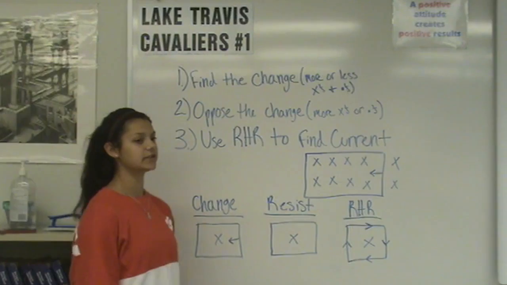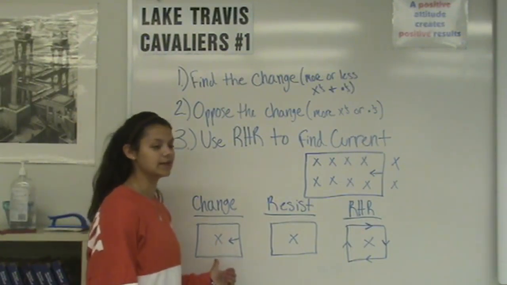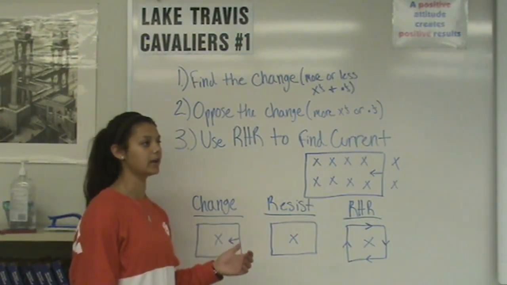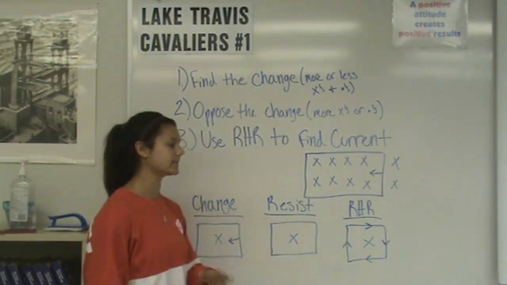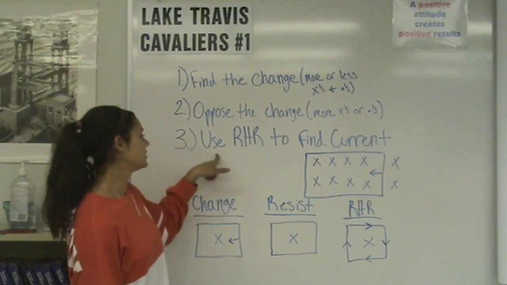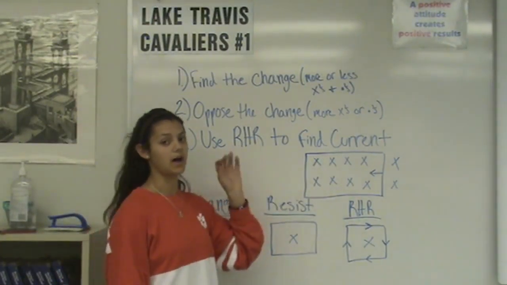So, or vice versa, if you had fewer dots, you need more dots, for a magnetic field coming out of the page. If you have more X's, you need more dots. If you have more dots, you need more X's. The last thing you need to do is use the right-hand rule to find the current of the problem.